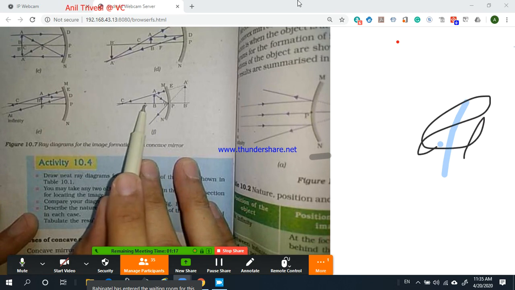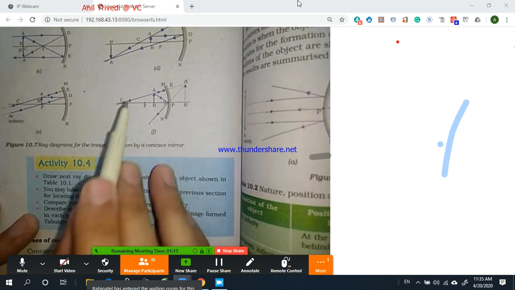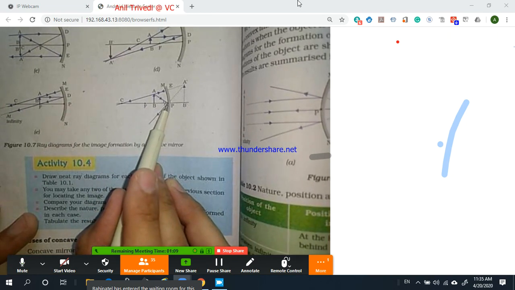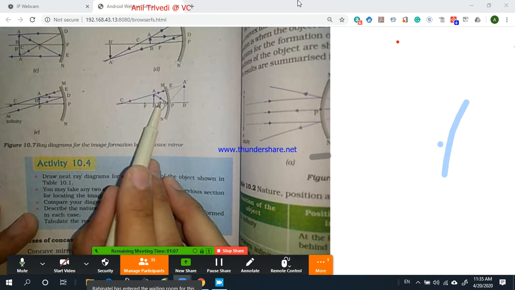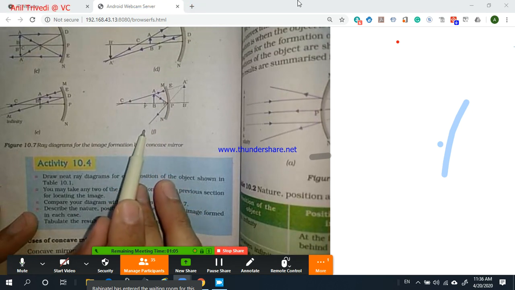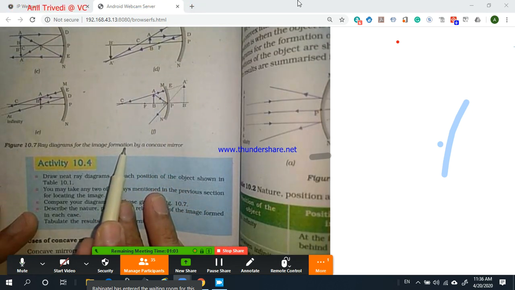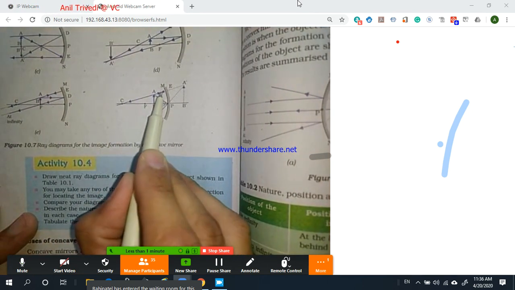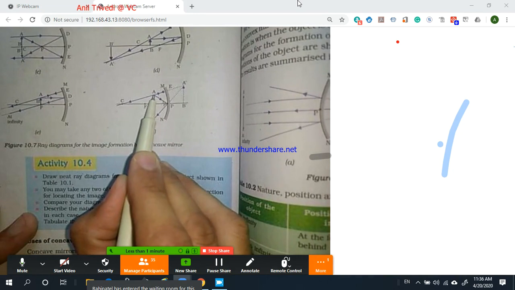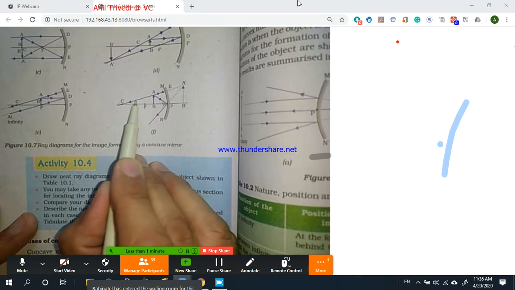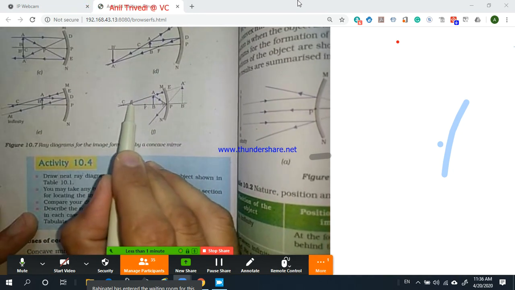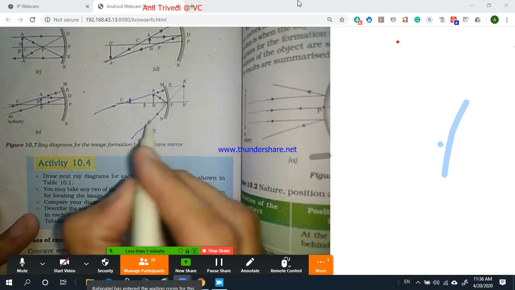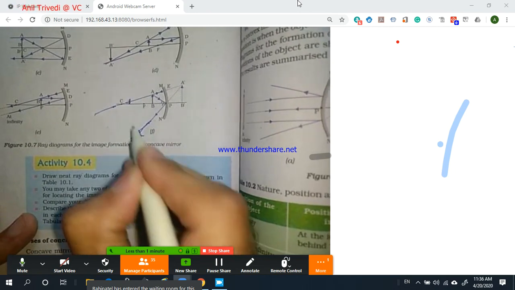AB is the object between focus and pole. See, this is a little unusual. A ray is directly hitting at the pole. At whatever angle it is hitting, at the same angle it is going back. And the ray which is going to pass through C, it is going from A to M, then M to C, it is returning back. So this ray, if I extend forward, it goes like this. Will they ever meet?